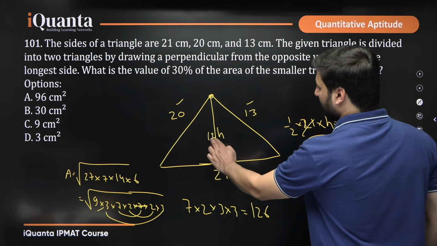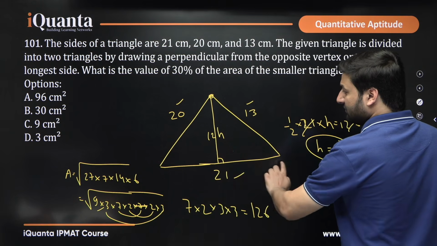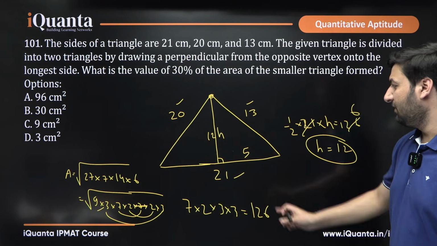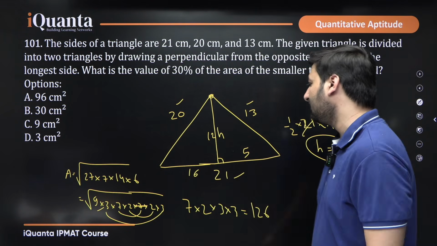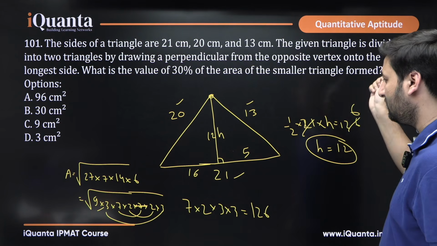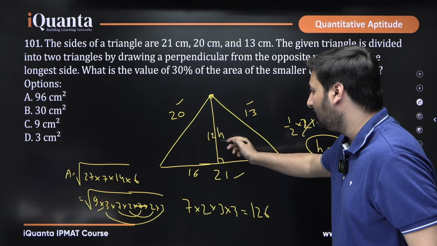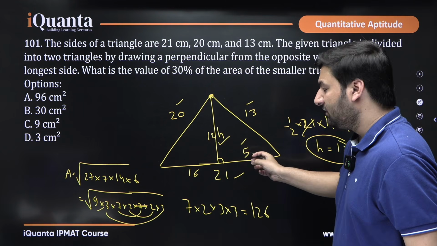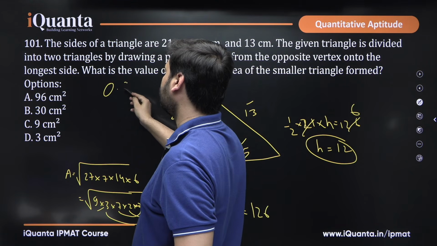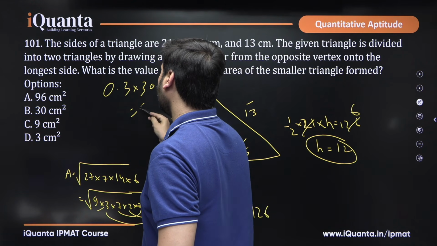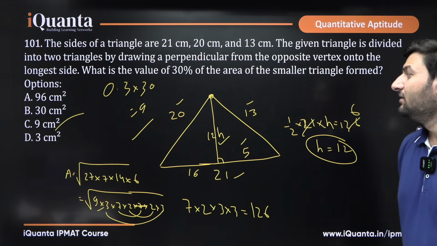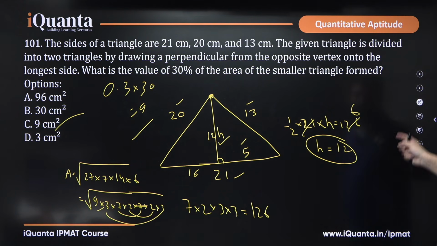The moment you get 12, and this is 13, the perpendicular looks like a Pythagorean triplet. So 12, 13, 5, obviously a Pythagorean triplet. If this is 5 and this is 21, this will become 16, which is the greater triangle. This is the bigger triangle, this is the smaller triangle. We wanted 30% of the area of the smaller triangle. The area of this right angle triangle is half base into height, half of 12 into 5, half of 60 is 30. 30% of 30, that means 0.3 of 30, will give you 9 square centimeter. That is it. You should not take more time than this.